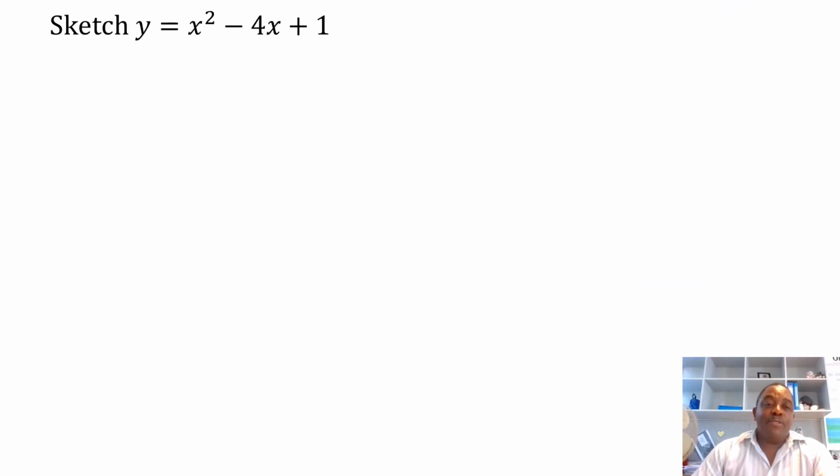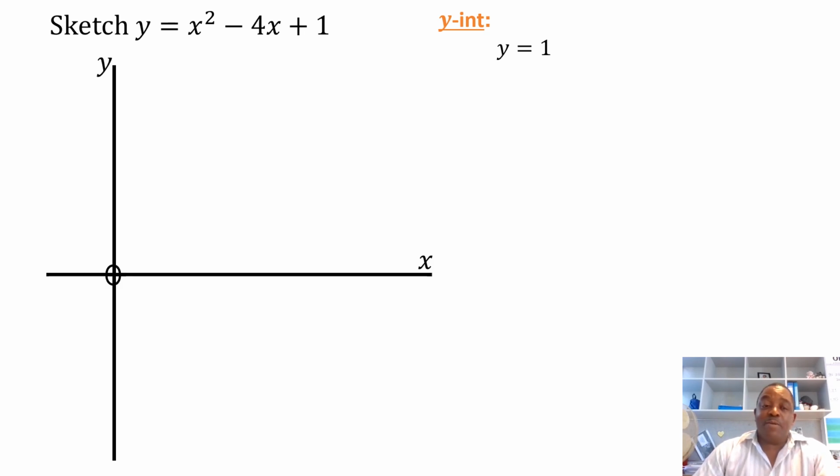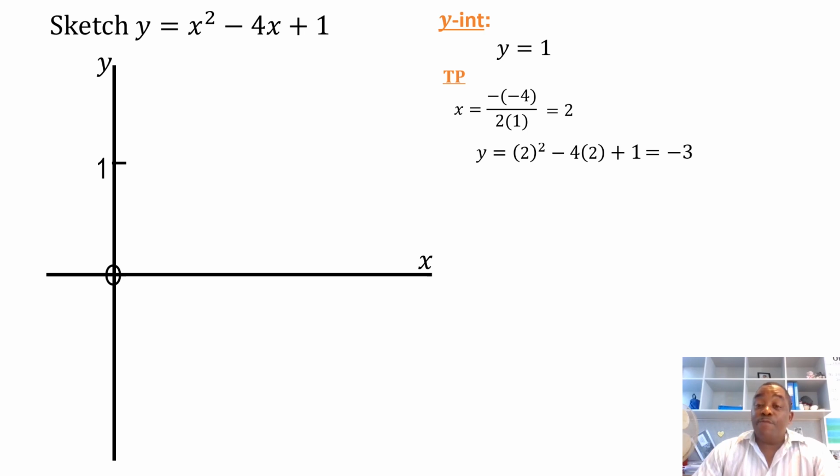Here's another one. y is equal to x squared minus 4x plus 1. Easily, we determine the y-intercept. It's cutting the y-axis at 1. We can see that because the graph is in the standard form. And then, working out the turning point, we immediately determine that the x is equal to 2, which means that's the x-coordinate of your turning point. When you find the y, it is equal to negative 3. So we know now that our graph has a turning point at 2 and negative 3.